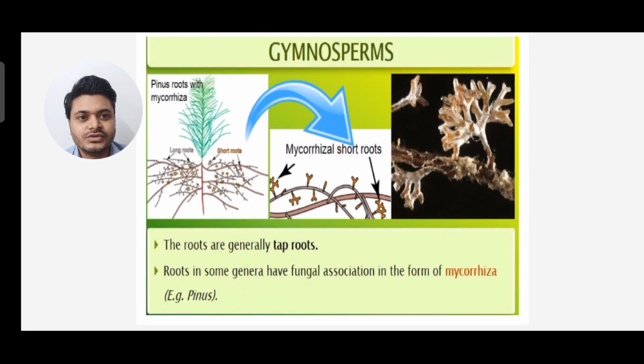Next, the roots are generally taproot. The roots of gymnosperms are taproots, and roots in some genera have fungal association in the form of mycorrhiza. For example, we can see this in Pinus. The taproot of Pinus has an association with a fungus, called mycorrhiza. So mycorrhiza is fungi in association with the roots of a higher plant. Higher plant here means Pinus, a gymnosperm. You can see the Pinus root with mycorrhiza, the mycorrhizal roots.